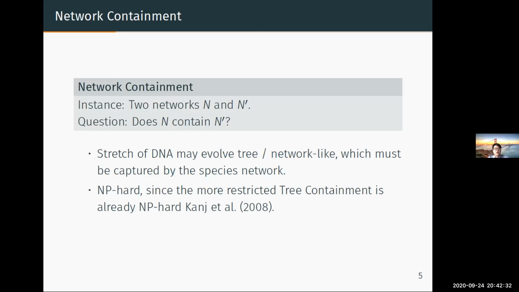And this problem is also NP hard, because the more restricted tree containment problem, where for your instance you have a network N and a tree T, and the question asks, does N contain T? It's already been shown to be NP hard by Kanj et al. So of course, when we generalize the problem to networks, then it also has to be NP hard.